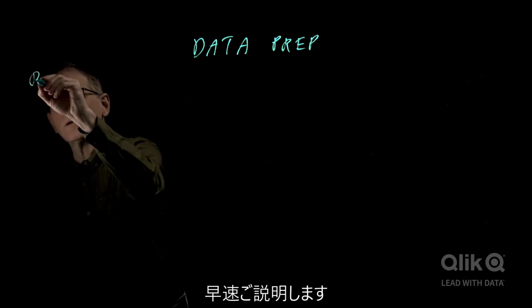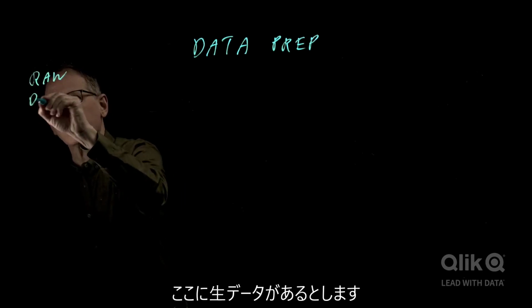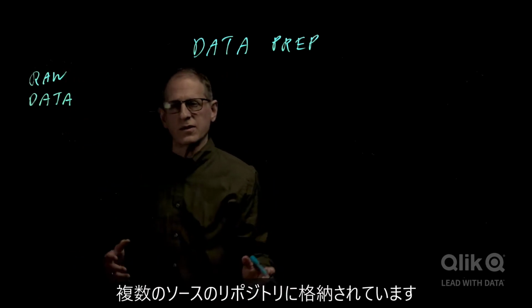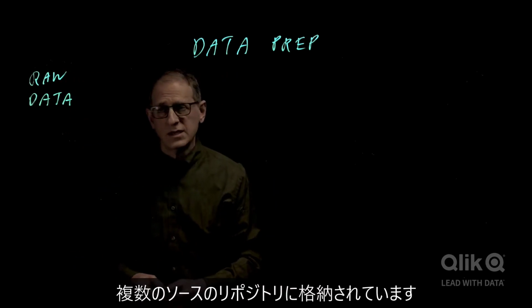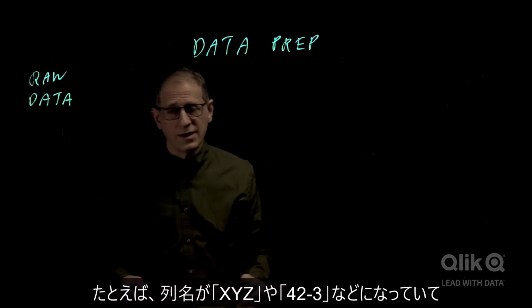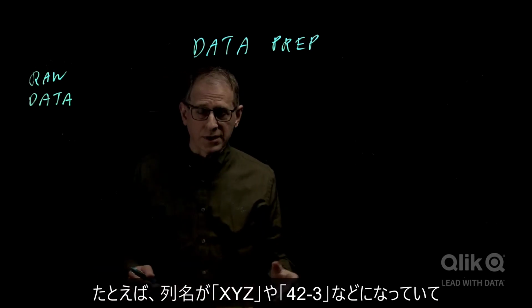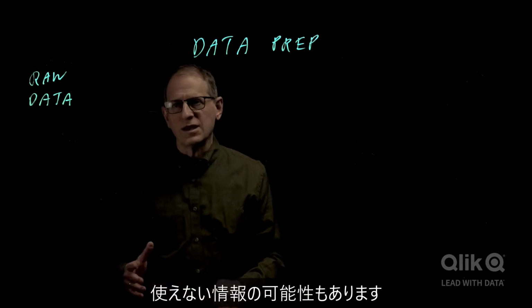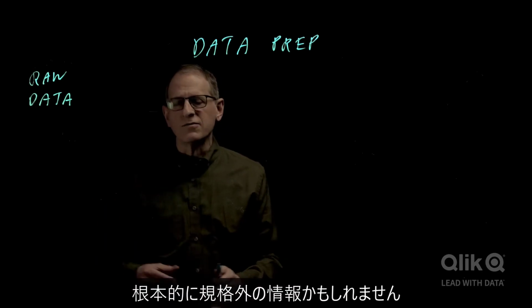So let's start by talking about the raw data here. This is, again, the data basically untouched, sitting in a number of source repositories. Sometimes this data is pretty hard to understand. It could have column names like XYZ42-3. Very hard to know what we're talking about there. It could have dirty information. It could have basically nonstandard information.